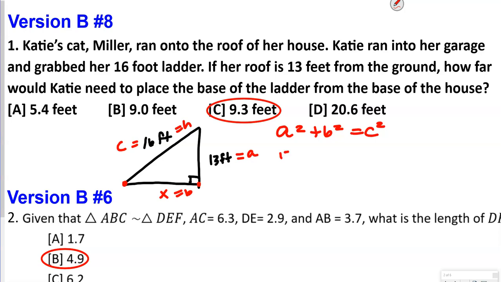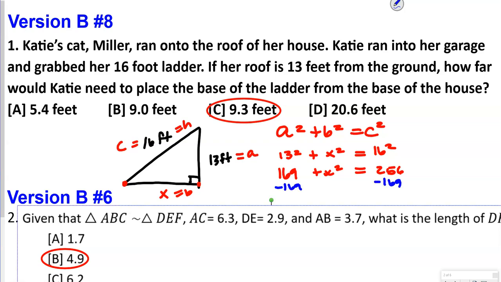So we're going to say 13 squared plus our x squared is equal to our 16 squared. So 13 squared is 169 plus our x squared, and 16 squared is 256. So then we're going to subtract the 169 from both sides. So that means x squared is going to be equal to 87, and aren't we just going to take the square root of that? Yes, indeed we are. So that's how we get that x equals 9.3, okay?